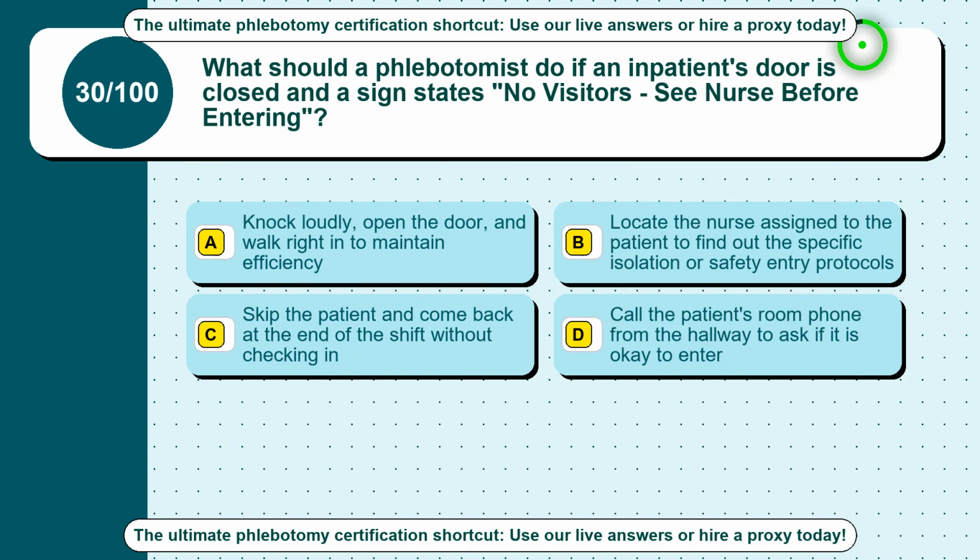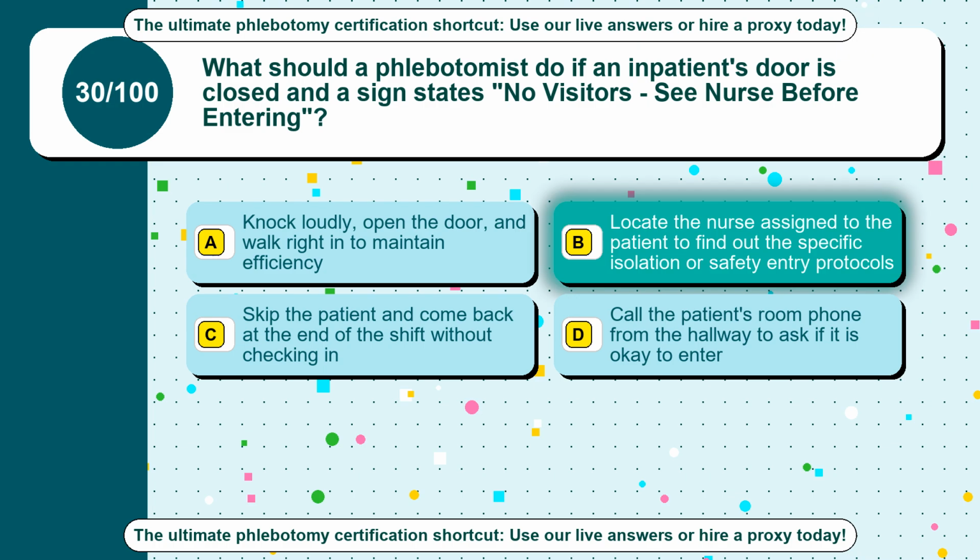Question 30. What should a phlebotomist do if an inpatient's door is closed and a sign states no visitors, see nurse before entering? Option A, knock loudly, open the door, and walk right in to maintain efficiency. Option B, locate the nurse assigned to the patient to find out the specific isolation or safety entry protocols. Option C, skip the patient and come back at the end of the shift without checking in. Option D, call the patient's room phone from the hallway to ask if it is okay to enter. The correct answer is option B.